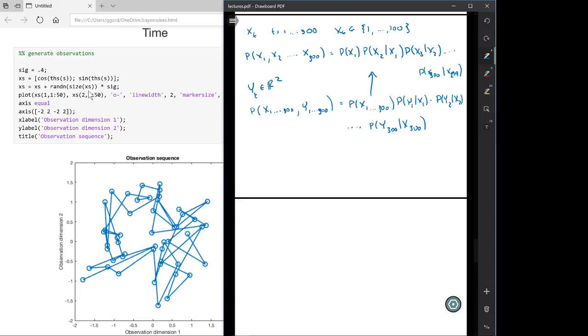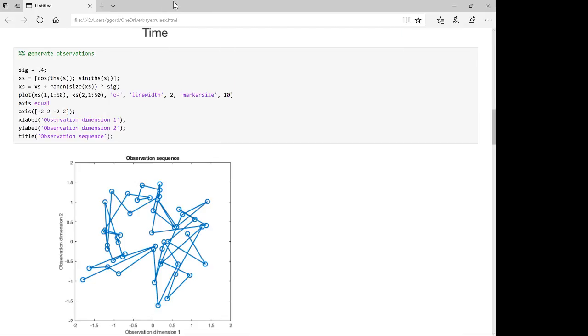All right, and so here, this factored form is stating that yt is conditionally independent of, let's say, x1 given xt. So this factored form tells us something about the conditional independences in our distribution.